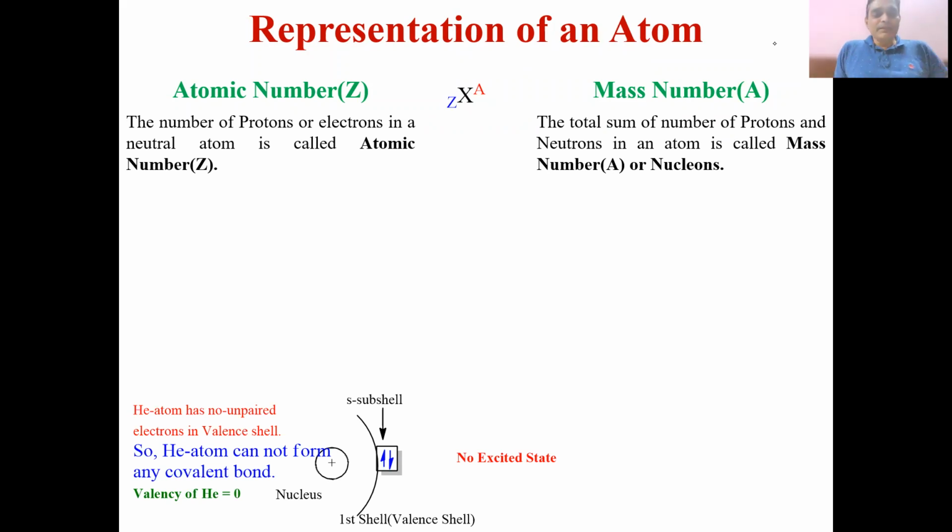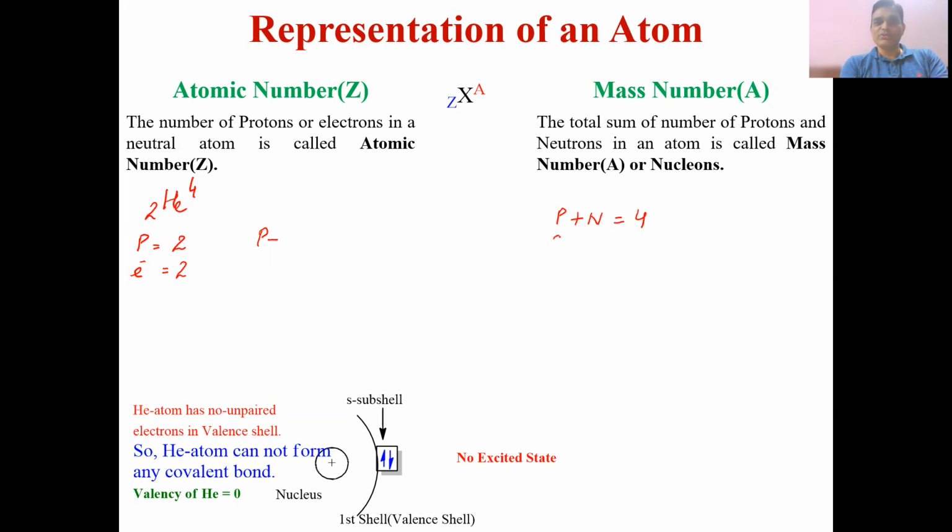In the helium atom, the atomic number of helium is 2, which is written as a subscript, while the mass number of helium is 4, which is written as a superscript. So what is the number of protons in helium? The number of protons in helium is 2. The number of electrons in helium is also 2. What is the sum of protons and neutrons? The sum of the protons and neutrons in helium is 4.